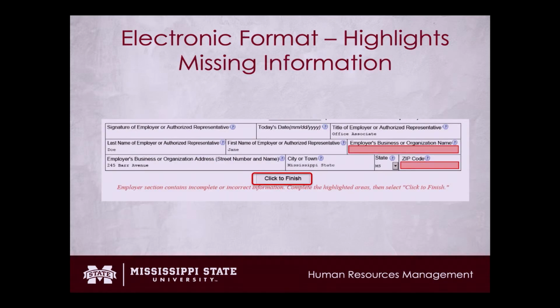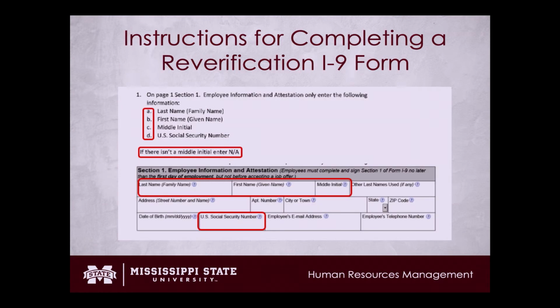One of the great things about using the electronic format is when you get to the bottom of page 2 and you're ready to complete the process, if you hit the click to finish option at the bottom, if something is not completed, it will show up in red, letting you know that you still need to go back and complete those boxes. The instructions for completing a re-verification of the I-9 form.